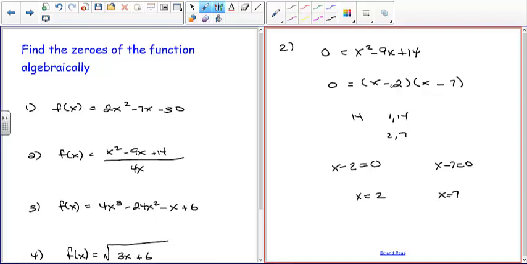Now on terminology, these are factors, these are zeros. Here you see x minus 2, here you see x minus 7. So a lot of times people think the zero is negative 7, but that's not true. The zero is the value of x that causes this part to go to 0.